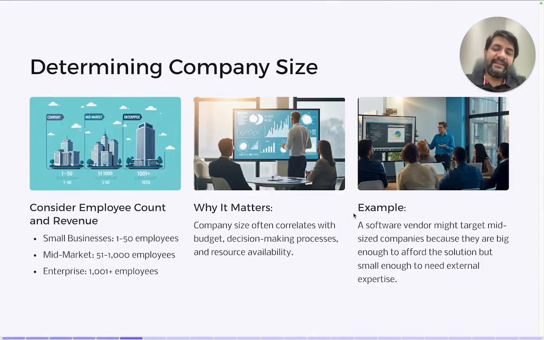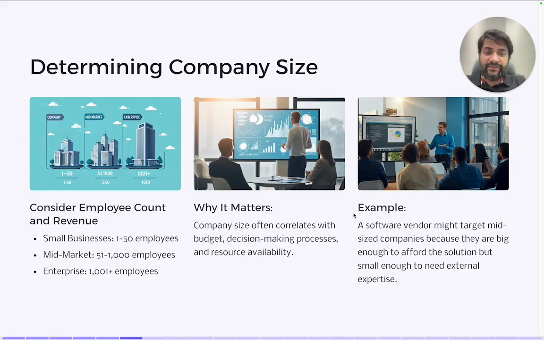Determining company size is the next important factor. Consider employee count and revenue. So you know what size of company you're targeting, whether it's a 5,000 or 50,000 employee company, or you're reaching out to a 50 or a 100 or a 200 employee company. Small businesses are 1 to 50 employees, mid-market 51 to 1,000 employees, and enterprise 1,000 plus employees. Why it matters? Company size often correlates with the budget, decision making process, and your resource availability.